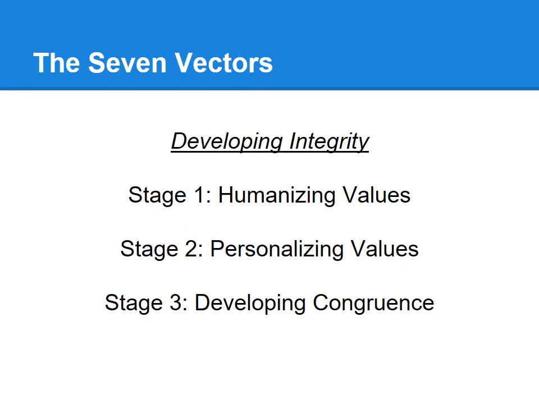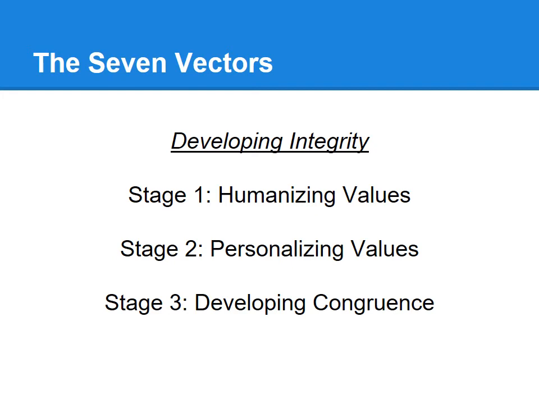Okay, so the developing integrity vector actually has a proper description of how one develops. It's a little bit more like a traditional development theory. There are 3 stages: humanizing values, personalizing values, and developing congruence. In the first stage, students incorporate their understanding of others into their sense of right and wrong, and consider the interests of others when making moral judgments.